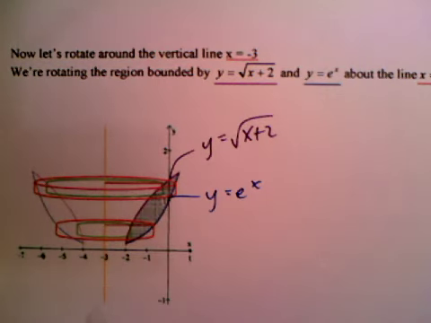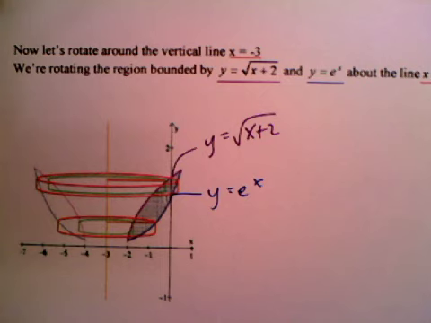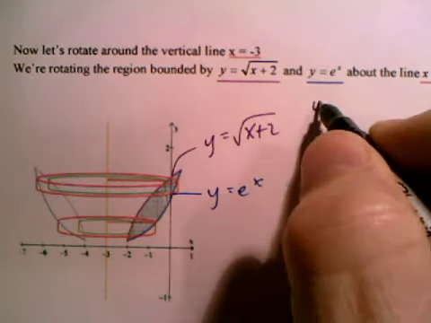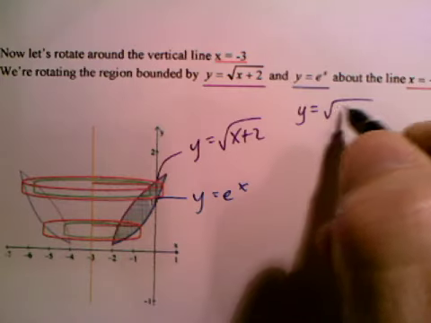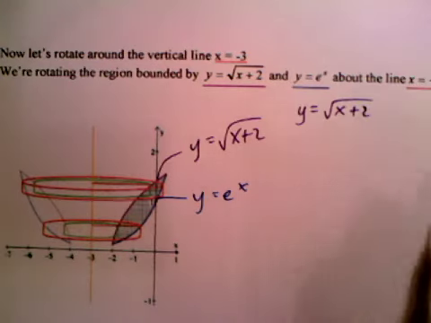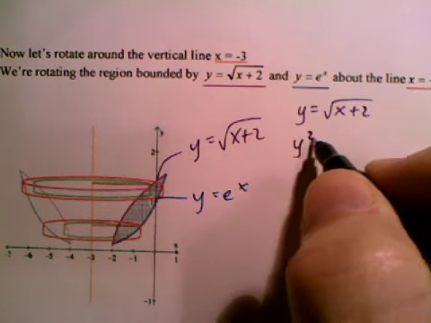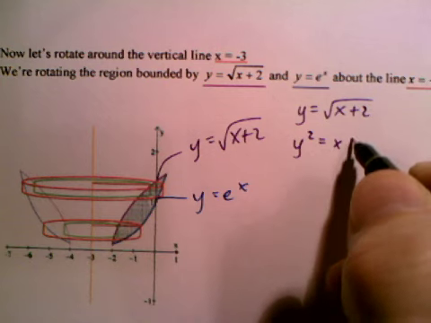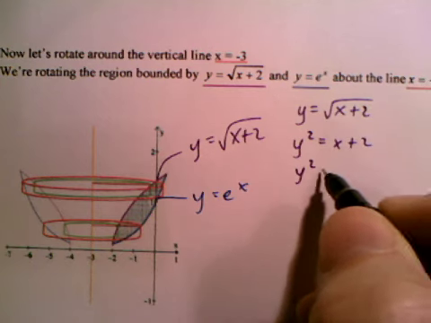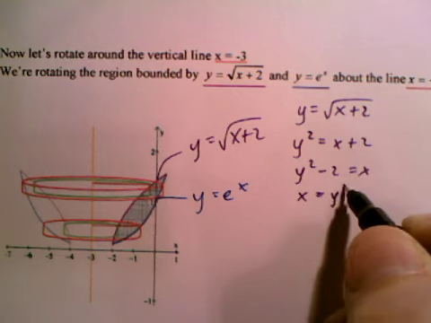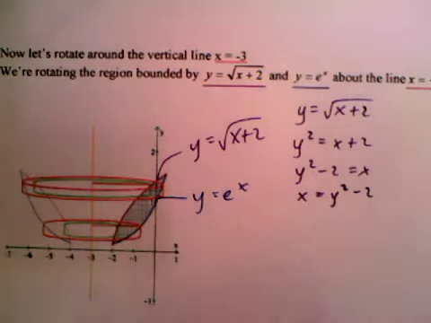So when you integrate with respect to y, that means we need to express our functions in terms of y and not in terms of x. So we have to solve this equation, y equals the radical x plus 2, for x. We square both sides and get y squared equals x plus 2. Subtracting 2 from both sides and writing it on the left-hand side, we have x equals y squared minus 2.